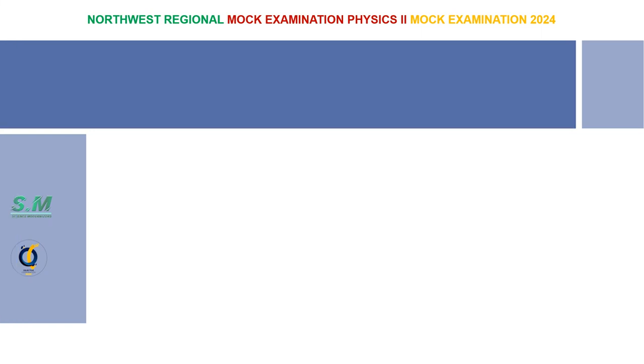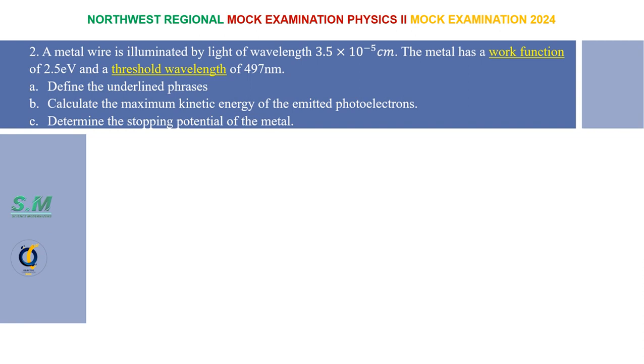Okay, question number 2. It reads, a metal wire is illuminated by a light of wavelength 3.5 times 10 to the negative 5 centimeters. A metal has a work function of 2.5 electron volts and a threshold wavelength of 497 nanometers. A. Define the underlying phrases, that is, the work function and the threshold wavelength. B. Calculate the maximum kinetic energy of the emitted photoelectrons. And C. Determine the stopping potential of the metal.